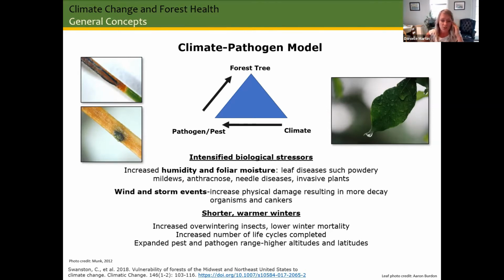Another example of this is shorter, warmer winters, which affect insects. It can decrease mortality during the winter, and also they might be able to complete more life cycles.